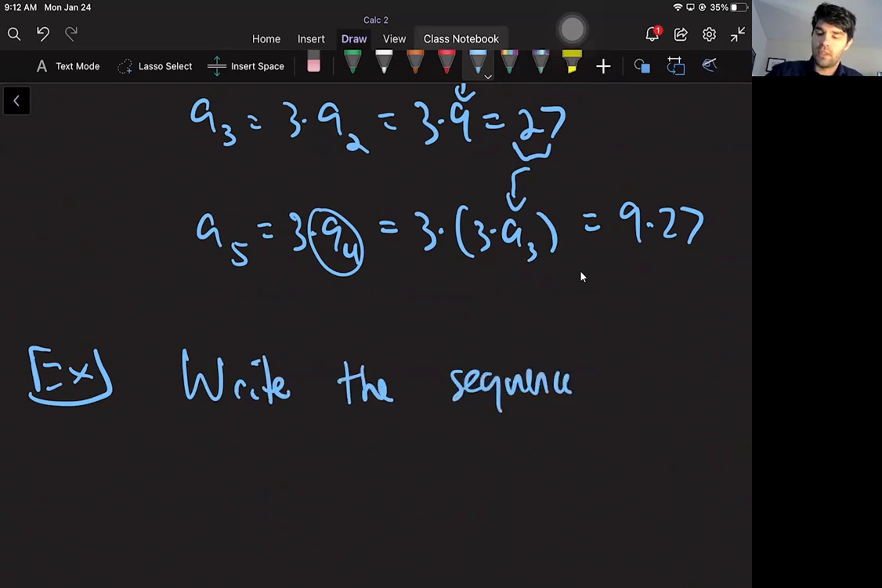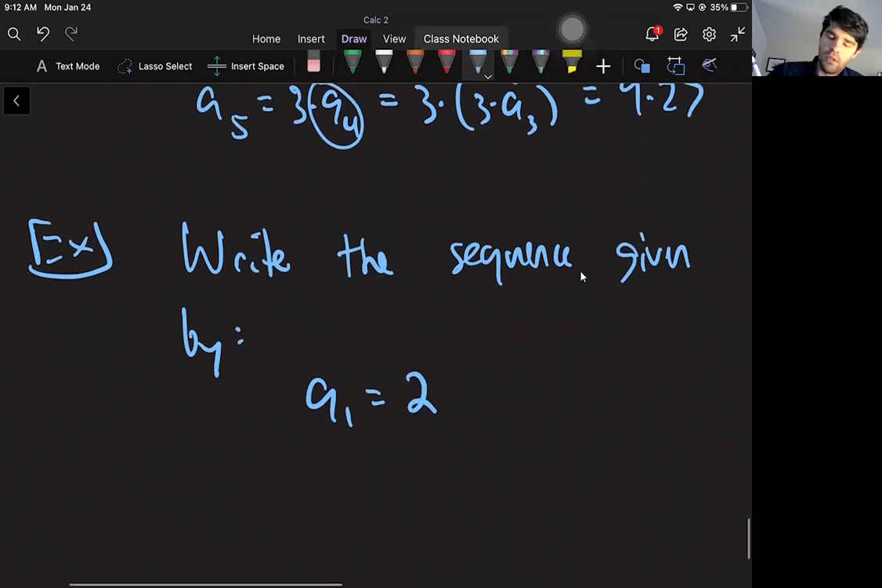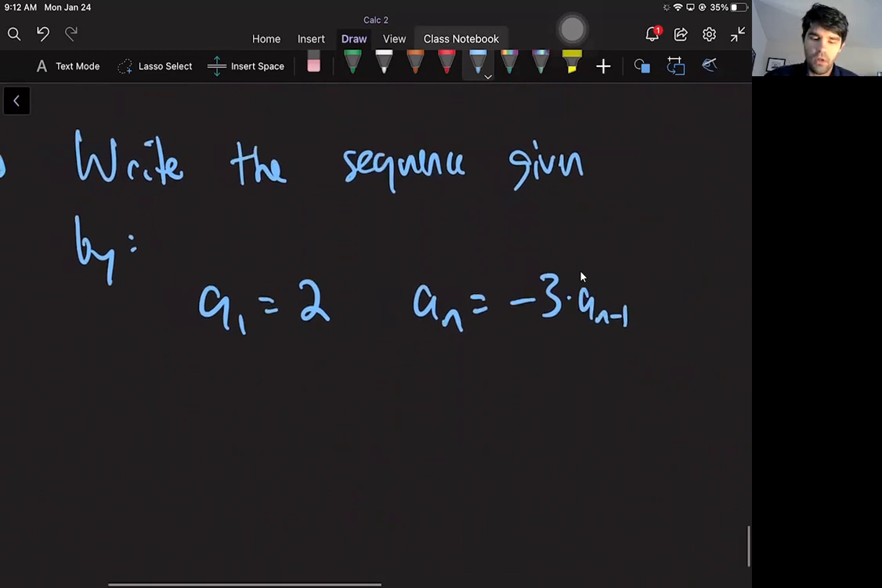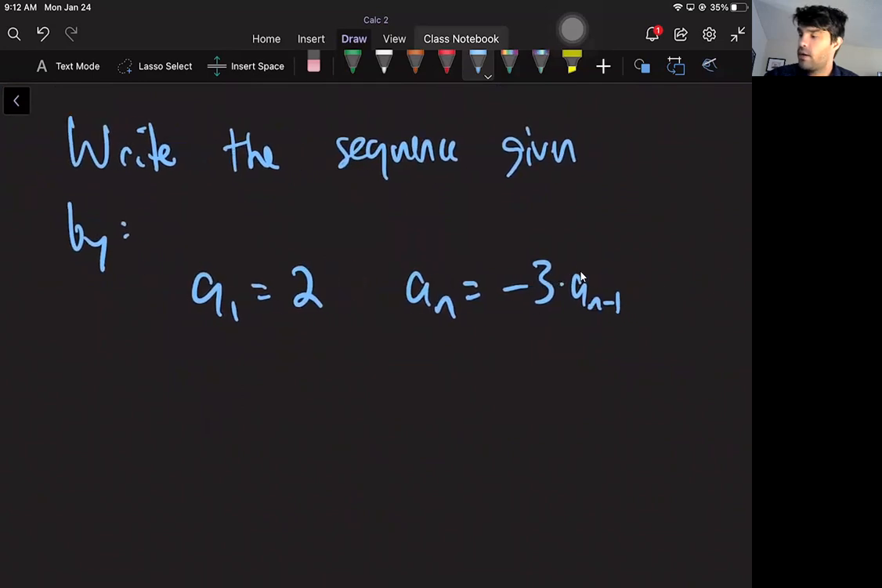Okay, so let's write the sequence given by A1 will be 2, so we're starting at 2. And the nth term, instead of giving you an explicit formula again, I write -3 times the previous term. Okay, so to write out the sequence just means to write out the first few terms. So let's see. Okay, that's A1. So A1 is already done.